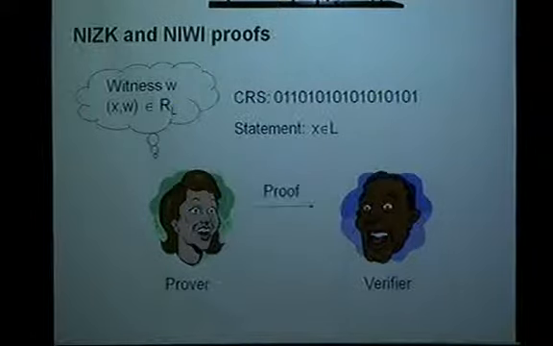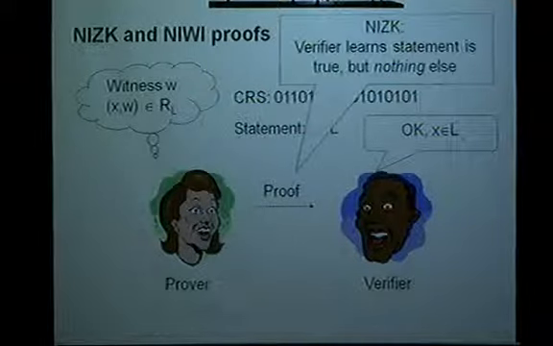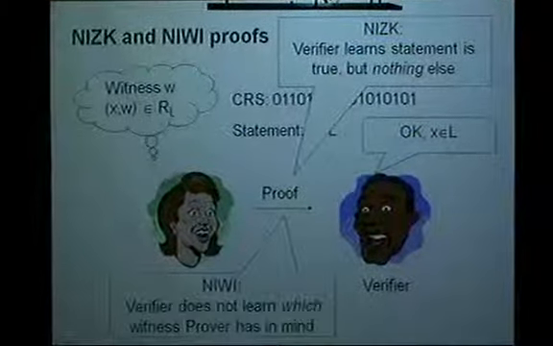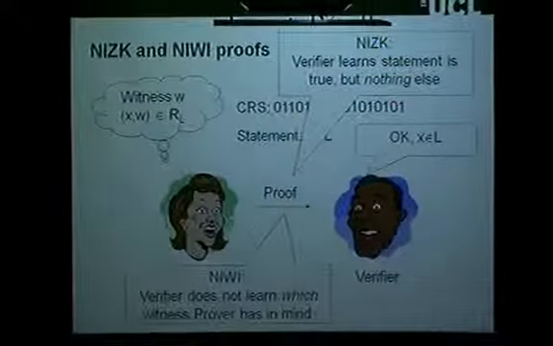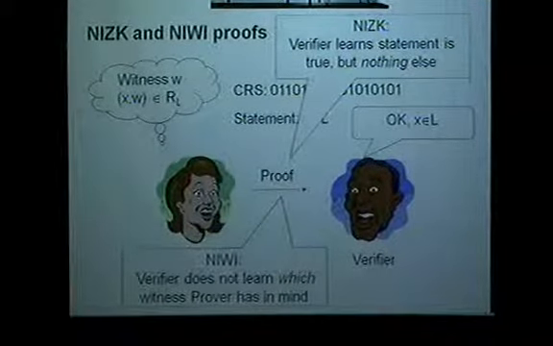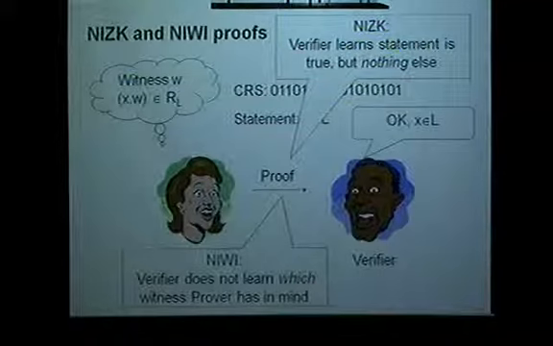Okay. So now the picture looks like this. We have a common reference string, and we have a statement. And we would like the prover to just give a one-message proof that convinces the verifier that the statement is true. And we would like it to be zero knowledge, that the verifier doesn't learn anything but the truth of the statement, or, which is also useful, just that it's witness indistinguishable, that the verifier does not learn which out of many possible witnesses the prover had in mind.